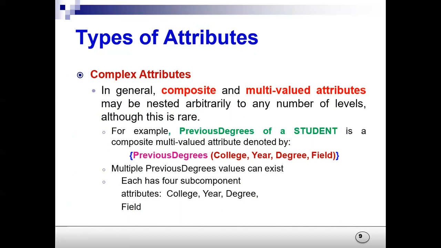Then a complex attribute is basically a combination of these, and it can be nested: composite and multi-valued.